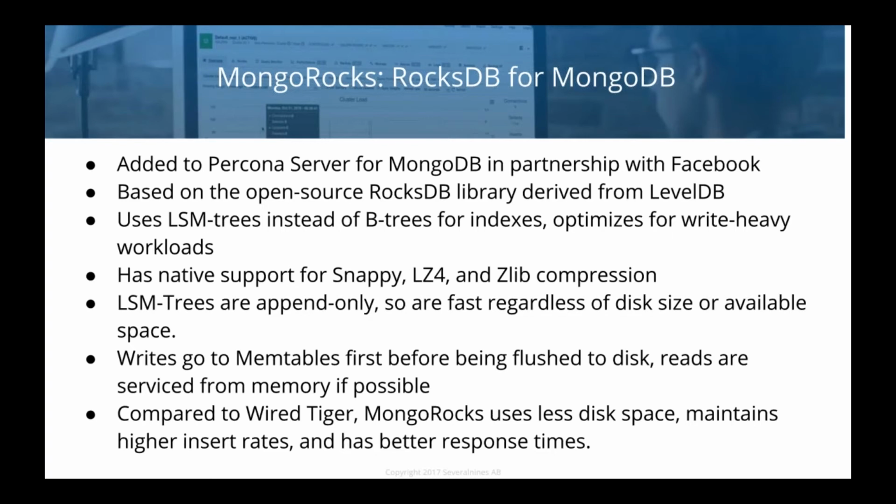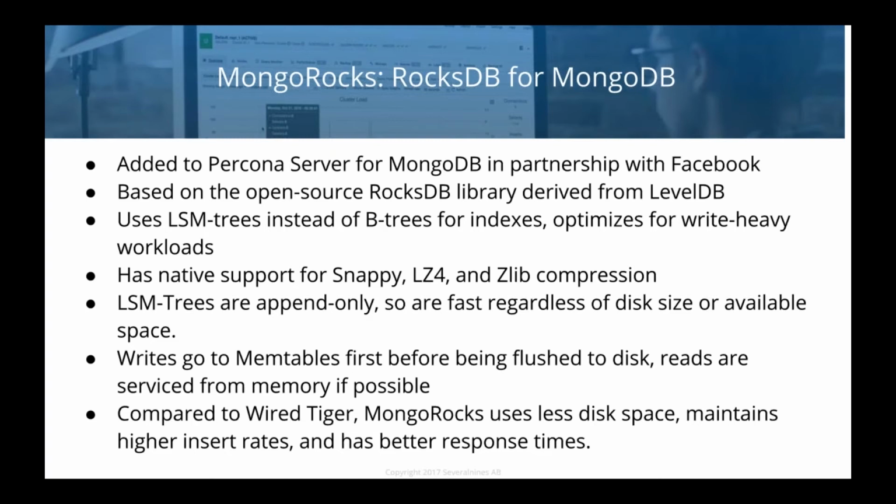Compared to WiredTiger, MongoRocks uses less disk space, maintains higher insert rates, and has better response times. And this assertion is based on some benchmarks that were done by Mark Callaghan from the database engineering team at Facebook. And he gave a talk about this at Percona Live. But if you also want to check out his blog, Small Datum, he has a lot of the benchmarks there where he's compared MongoRocks to WiredTiger.